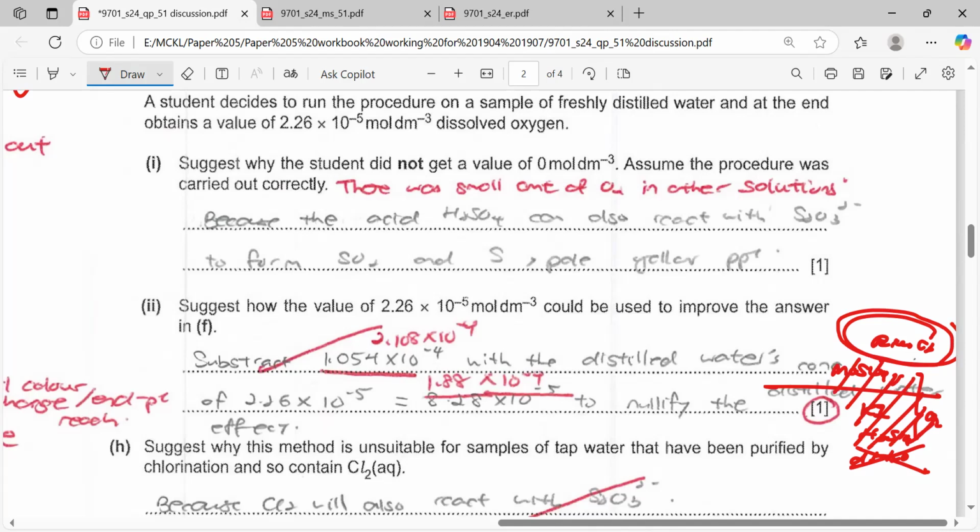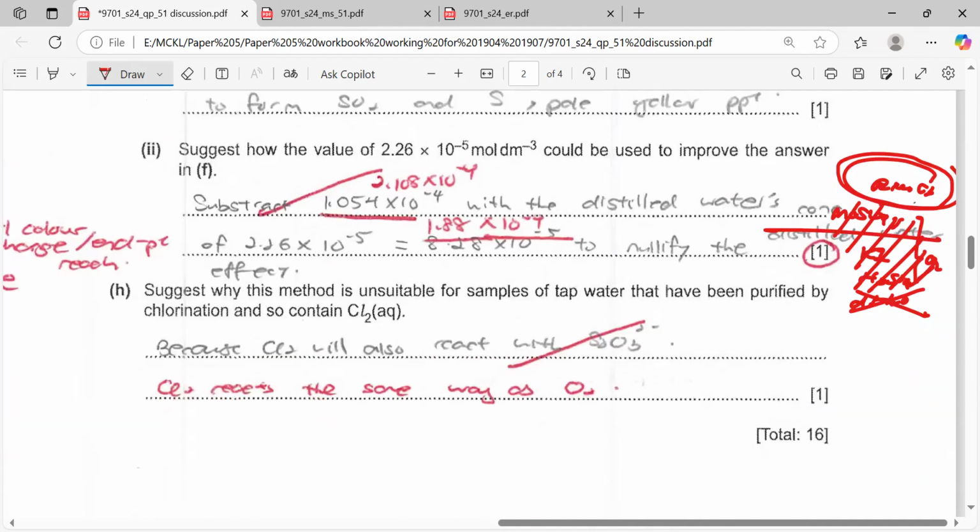Part H. Suggest why this method is unsuitable for samples of tap water that has been purified by chlorination and so contains chlorine. My answer is because chlorine will also react with sodium thiosulfate. That is my answer. A lot of times when they ask why it is not suitable when we add things, obviously the thing that you add in will interfere with your reaction. That's the reason why you don't add it in.